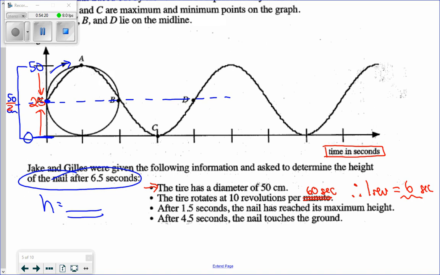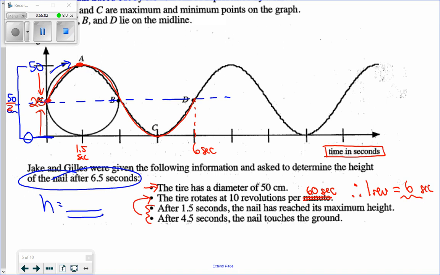So that means it's going to go up, down, and come back by the time you get to 6 seconds. So there's an interpretation piece here. Now, if you didn't understand that, the next 2 sentences will fill that information in for you. So it says after 1.5 seconds, it reaches its maximum point. So right here is 1.5 seconds.